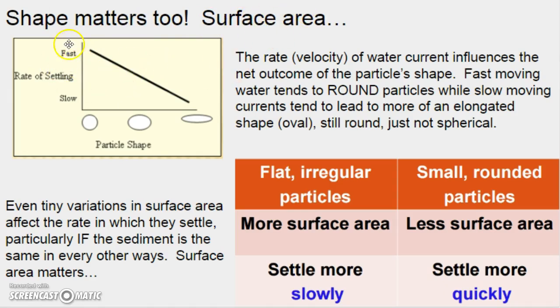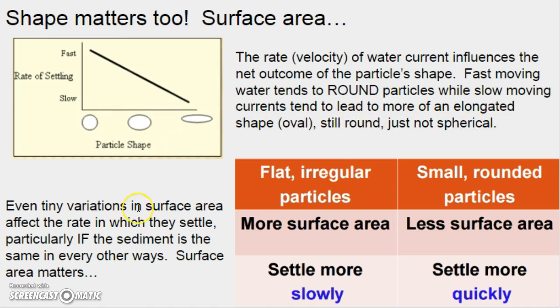So if I look at this graph here, fast and slow, we get different shapes that result. The rate or the velocity of the water current influences the net outcome of the particle shape. Fast-moving water tends to round particles, while slow-moving currents tend to just lead to more of an elongated shape, more of an oval. Still round, just not spherical, right?